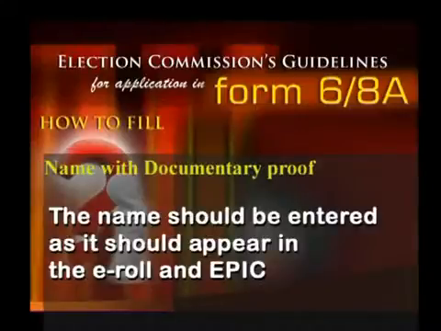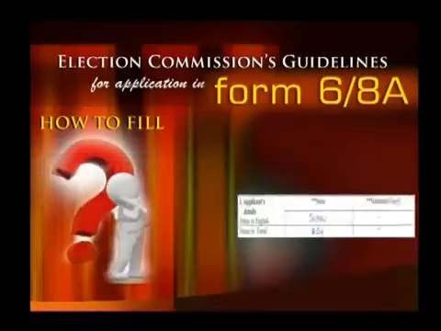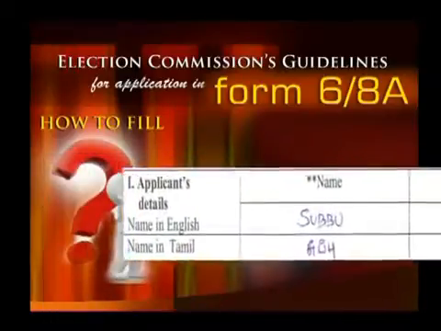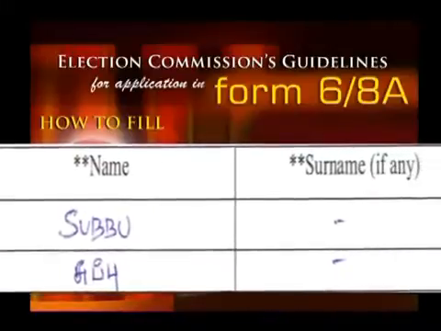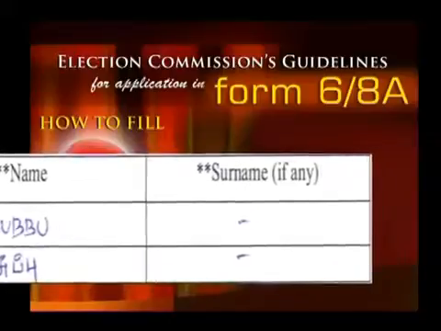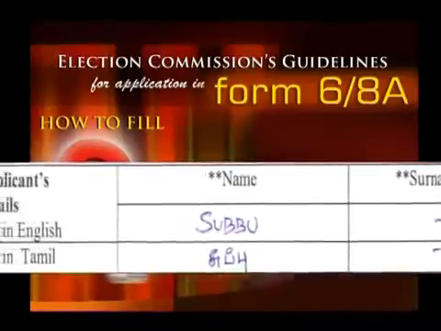Name with documentary proof. The name as it should appear in the electoral roll and the elector's photo identity card (EPIC) should be furnished. The full name, except the surname, should be written in the first box and the surname should be written in the second box. In case you do not have a surname, just write the given name.